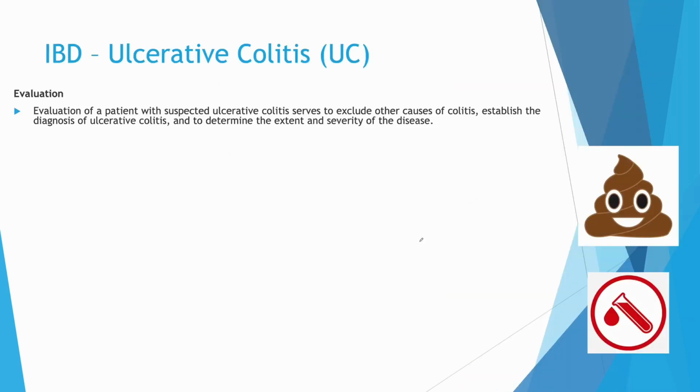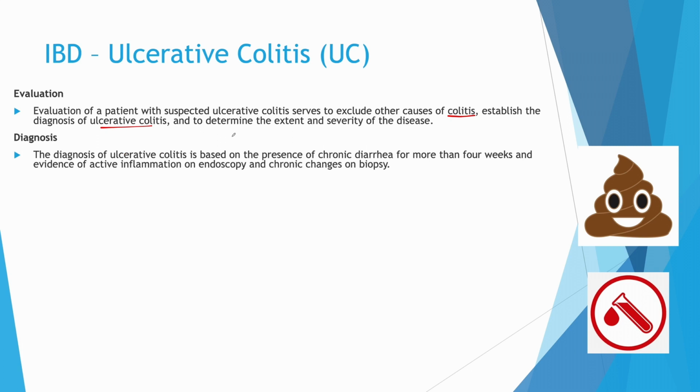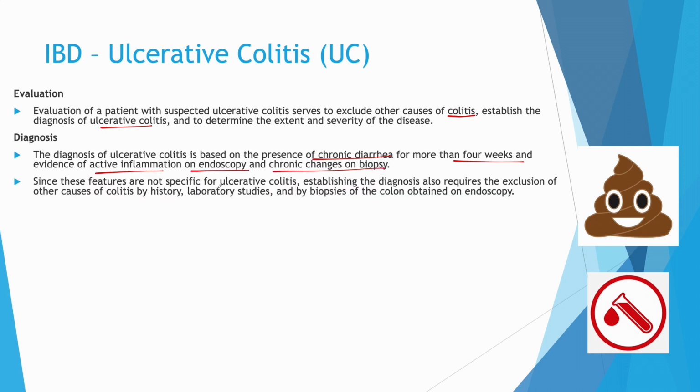How do we evaluate these patients? The evaluation, again, you have to suspect it first. We want to exclude other causes of colitis and establish UC. The diagnosis is usually made by colonoscopy and biopsy. We're going to have chronic diarrhea, more than 4 weeks, evidence of active inflammation on endoscopy, and chronic changes on the biopsy. You also have to exclude other causes of colitis by history, including lab studies and biopsies, right?